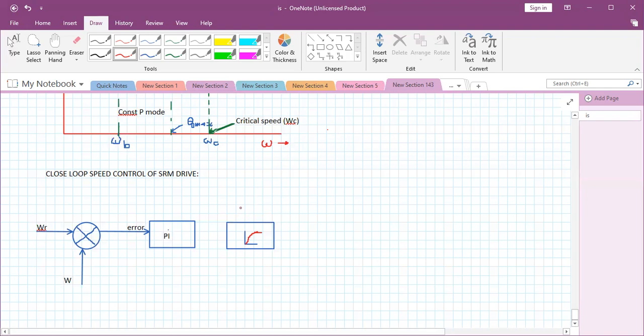Now here we know that the torque is proportional to Ki square. Yes or no? Torque is proportional to Ki square. That we have seen. So here I will use a square root block.